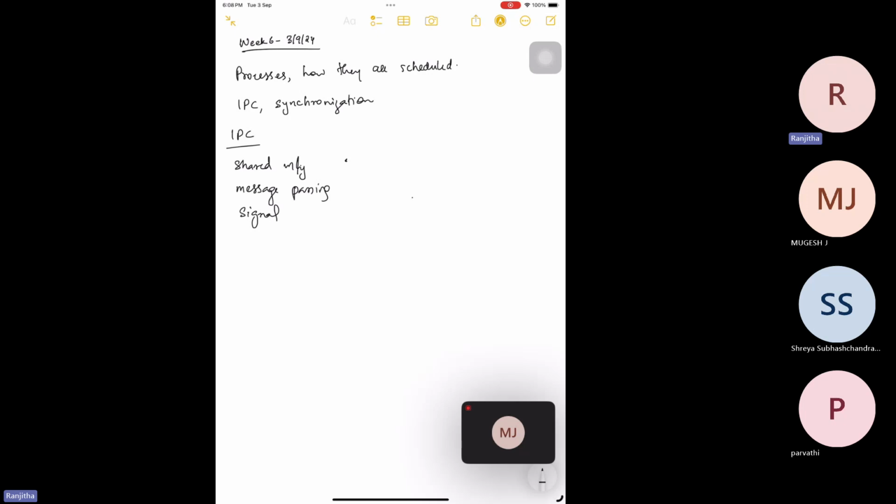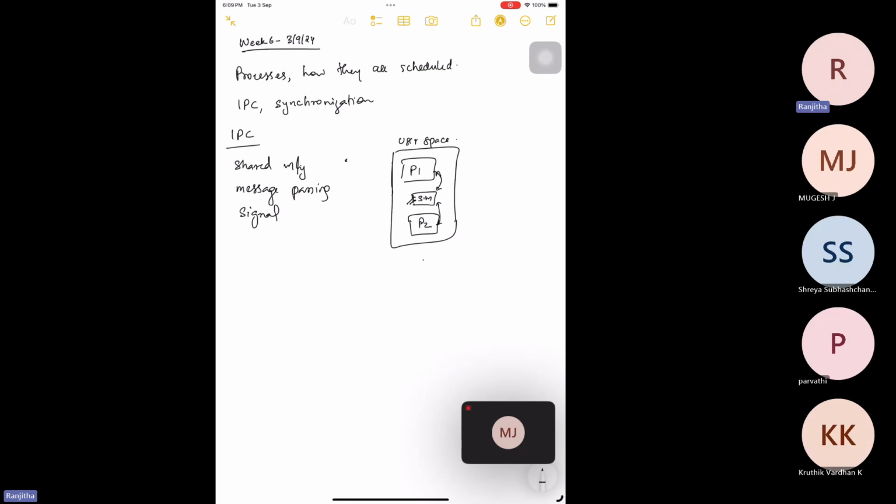So in shared memory, we have already seen in the earlier classes that each process will have its own virtual memory space. In case of shared memory, there will be the user space. We will have process one, we will have process two, and there will be a shared memory. Between these processes, whatever P1 wants to tell to P2 will be written to the shared memory, and then P2 will read from it, or vice versa.